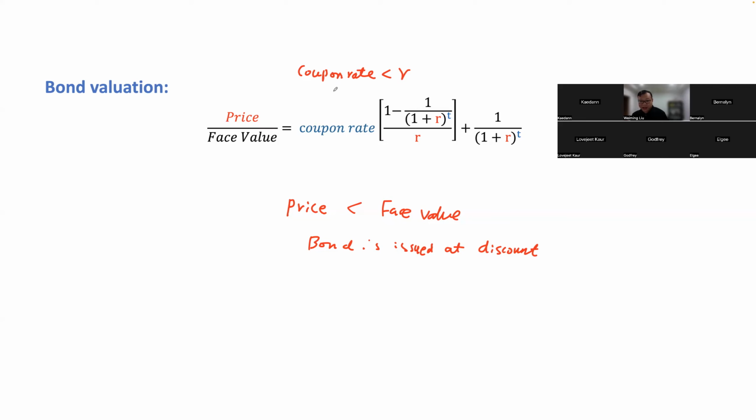So if you cannot sell it at the face value, because you are promising only 5%, and people can get 6% elsewhere, then what is going to happen is you have to discount your product. So therefore, the price has to be lower than the face value. So that's why the bond is issued at a discount. Okay? So now, what if the coupon rate is higher than the market rate? This time, do you think the price will be higher or lower than the face value?